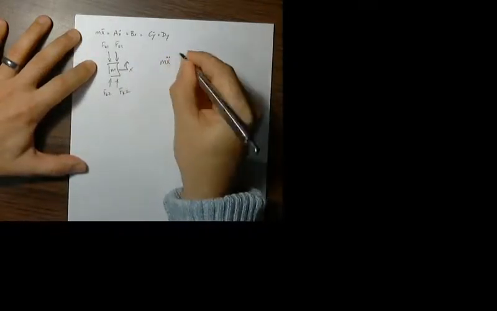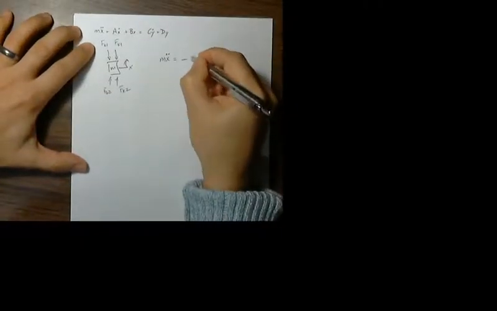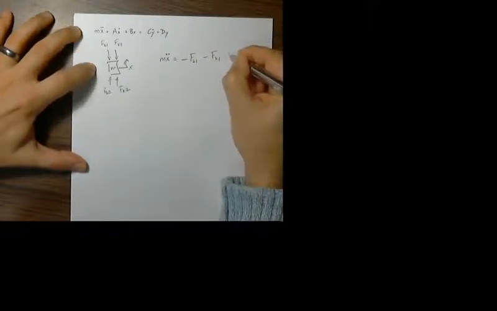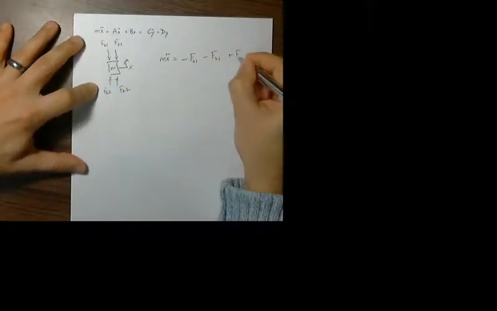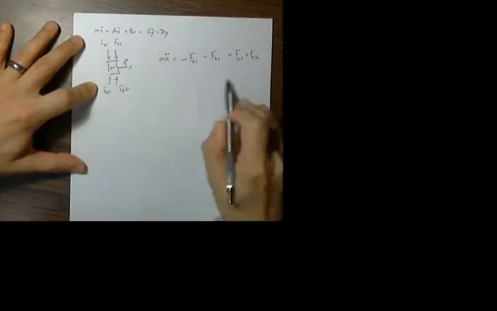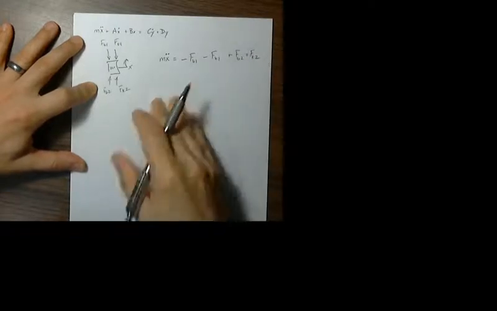So the equation for my mass is m x double dot is equal to the sum of the forces. So I'm going to have a negative FB1, a negative FK1, a positive FB2, and a positive FK2. All right, so there it is. So now I just need to drop in my forces here.